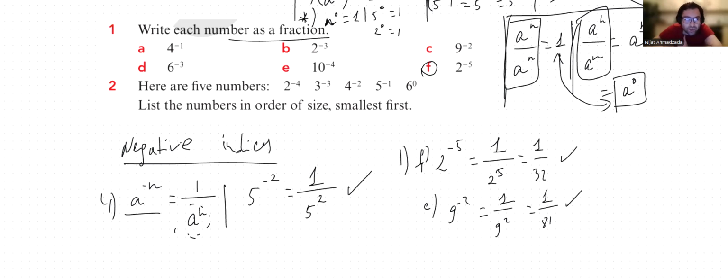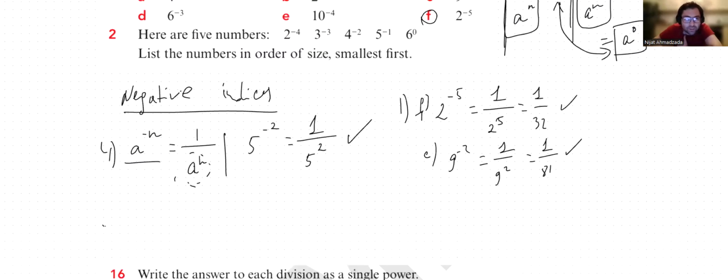And now let's go for question number 2. Here are the 5 numbers. List the numbers in order of size, smallest first. So the numbers we got are 2 to the power of negative 4, 3 to the power of negative 3, 4 to the power of negative 2, 5 to the power of negative 1, 6 to the power of 0.